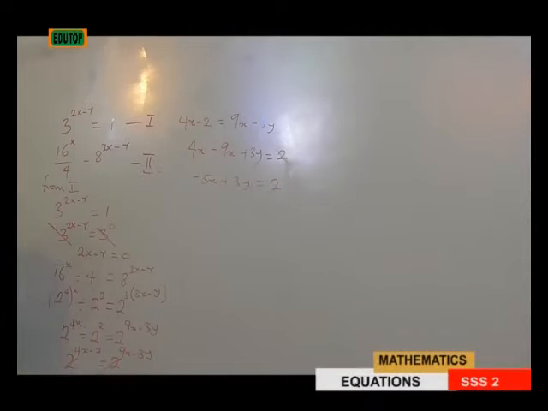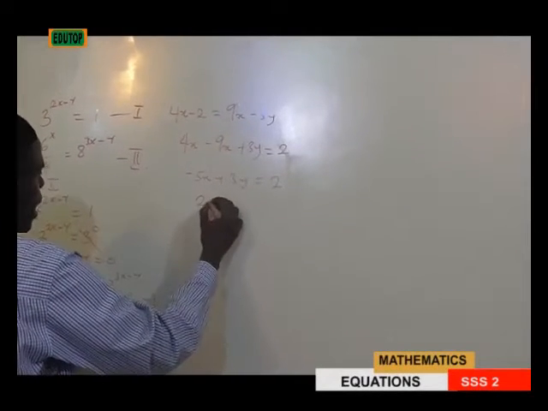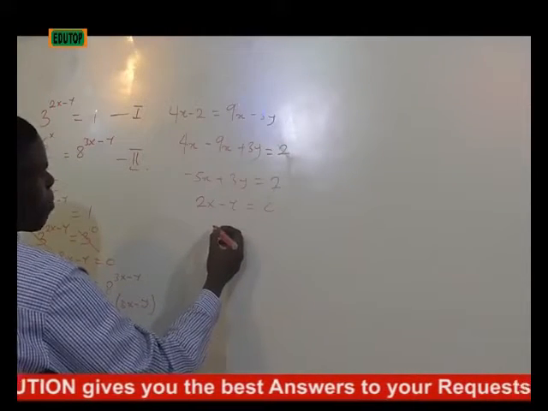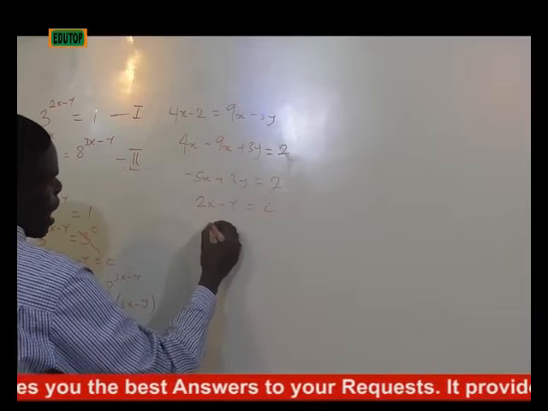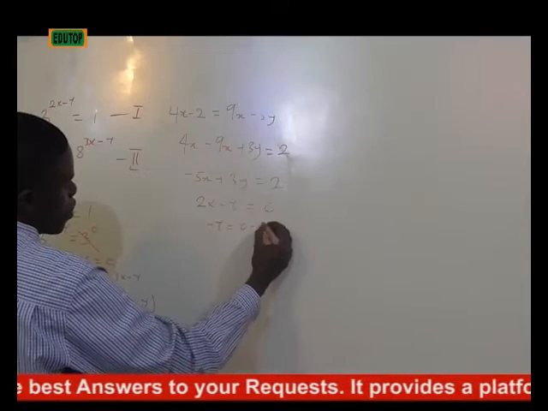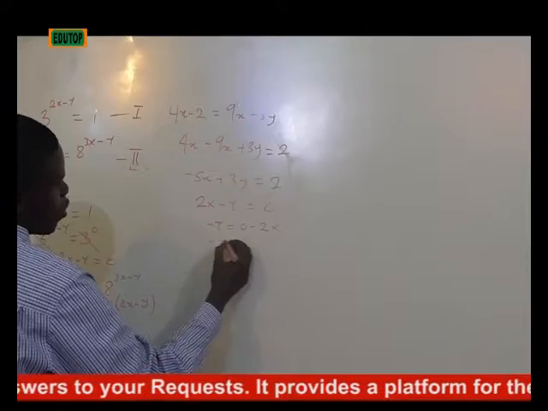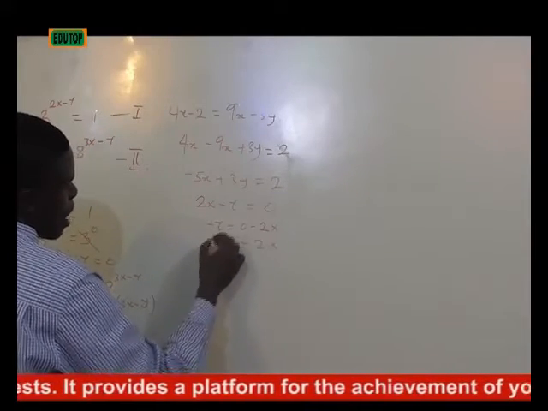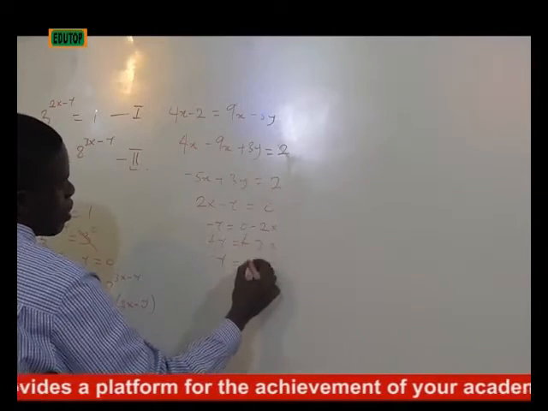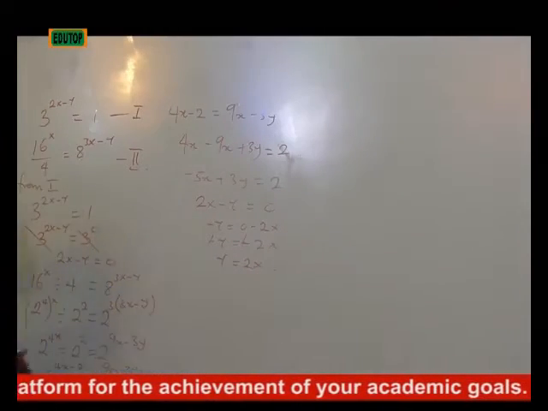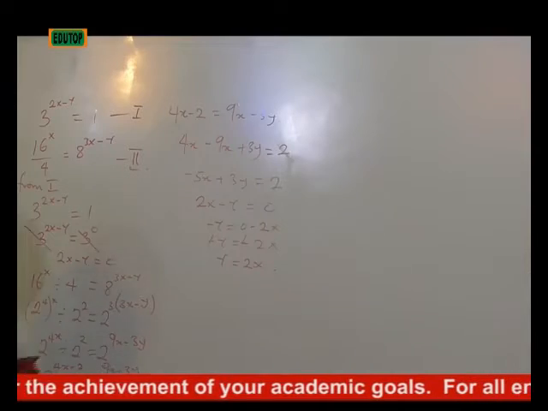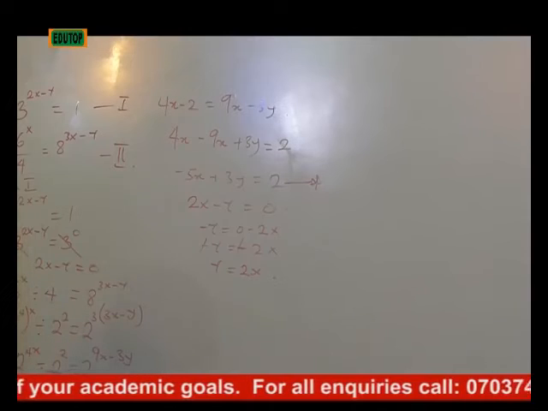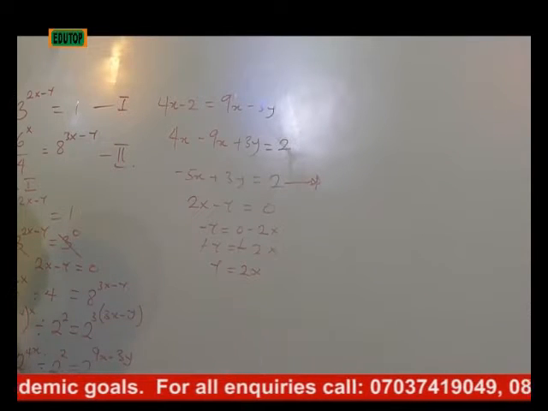Then, combining it with this, which is 2x minus y equals to 0. So automatically, my minus y will now be 0 minus 2x. Then minus y equals to minus 2x. You cancel out the minus in both cases. You have y equals to 2x. So I will go to this equation star. Anywhere I see my y, I will replace it with 2x.